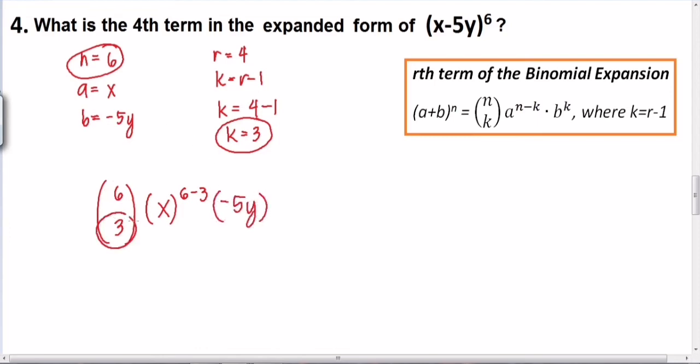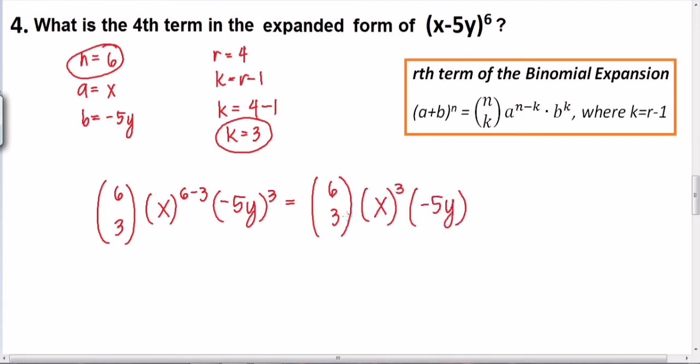And then, kung ano yung k, ito yung nasa pangalawang number, yun yung lalagay nyo. So, 3. Ganun siya, guys. Okay, so ang sasalpak sa calcu is 6 combination 3, x raised to 6 minus 3 is 3, and then negative 5y. Tapos, kung ano yung k na to, ayun yung nalagay nyo doon.